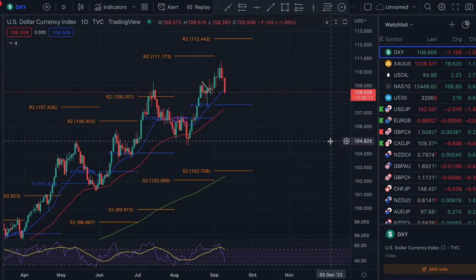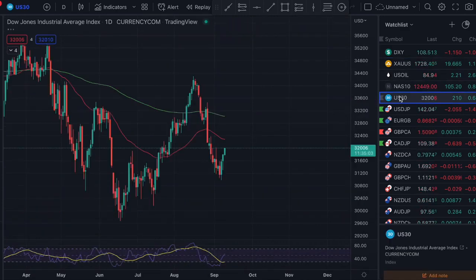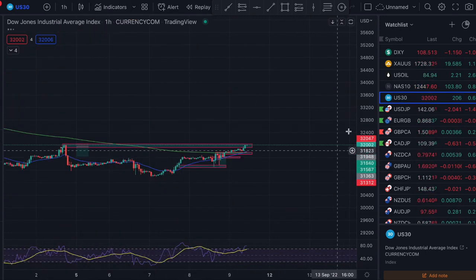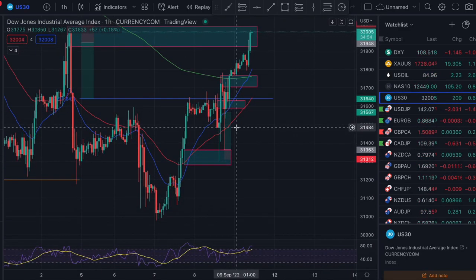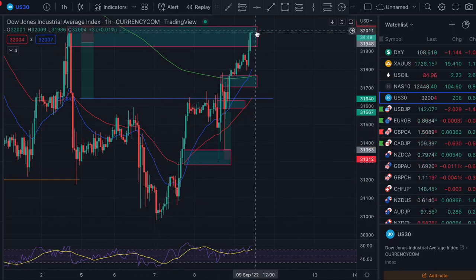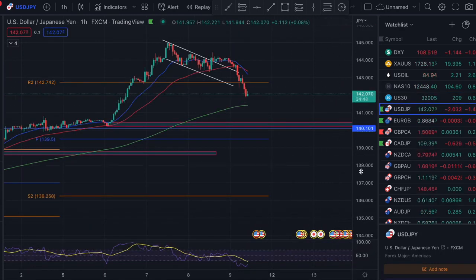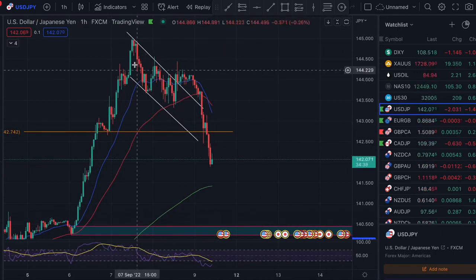The next thing I have to talk about is correlations in the market. Our first correlation we'll go over is the correlation between US 30, or the Dow Jones 30, and USD JPY. As we can see, since the 7th of September till now, we've been having a nice run up on the US 30. And as you see, from the 7th of September to now, we've been having a dump of USD JPY.